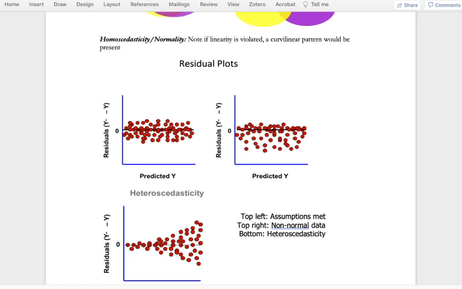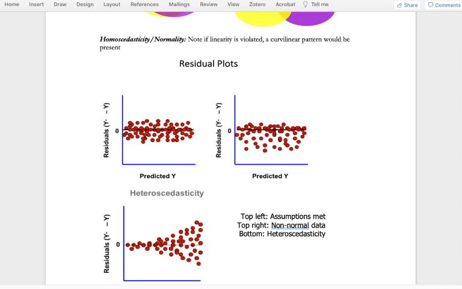And essentially what this is telling us is that the model isn't working quite as well for certain cases in a way that isn't distributed normally. So essentially, it's not normal. And that's what it's telling us, that this is non-normality of errors.